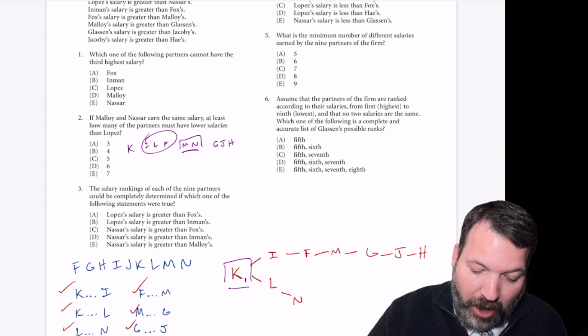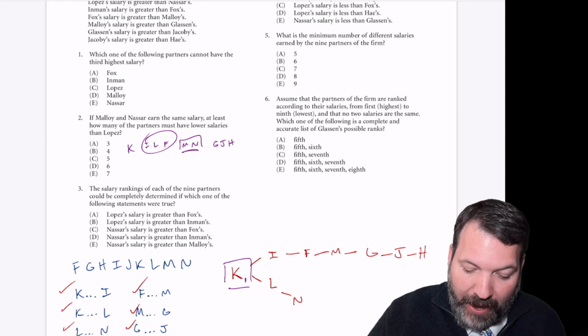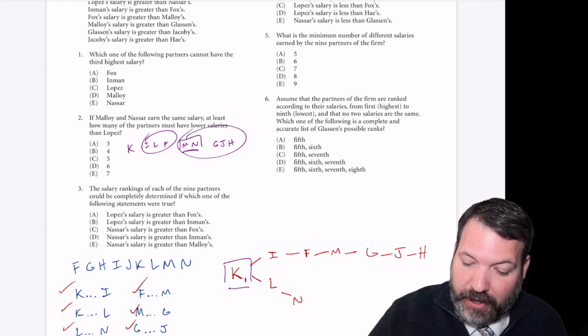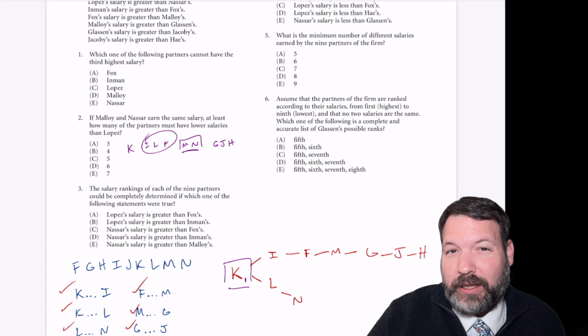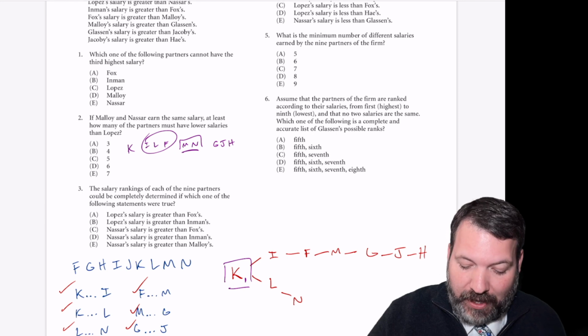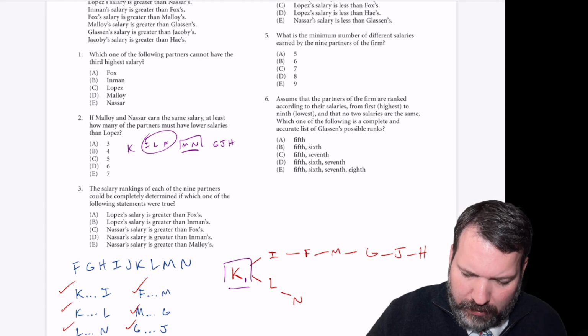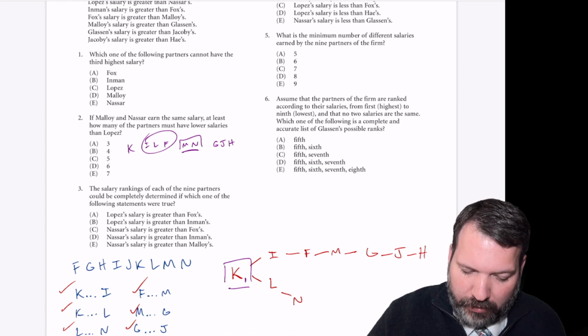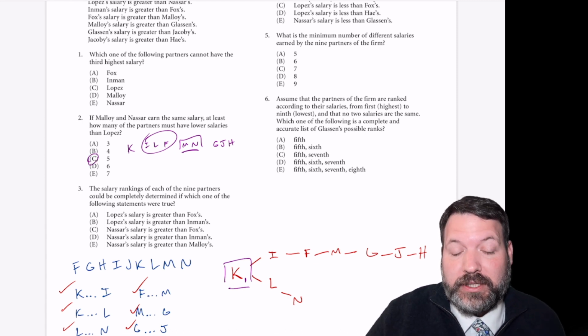So at least how many of the partners must have lower salaries than Lopez? Well, for sure, N has a lower salary than Lopez. So in this case, so does M, and that would be 5 partners, right? M, N, G, J, and H. Technically, any of I, L, F could be at the same level, I guess. How many of the partners must have? Yeah, it's only people who must have a lower salary. So yeah, that's going to be answer choice C, 5.